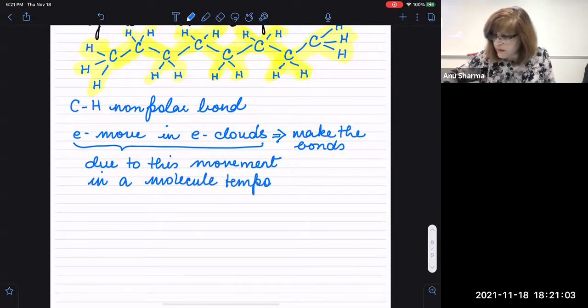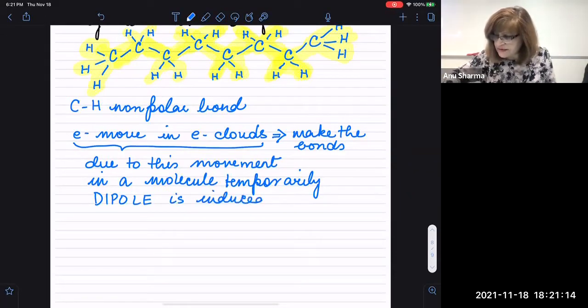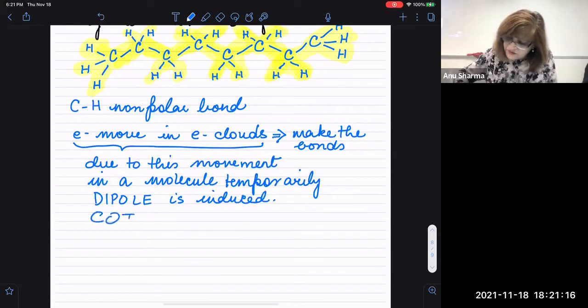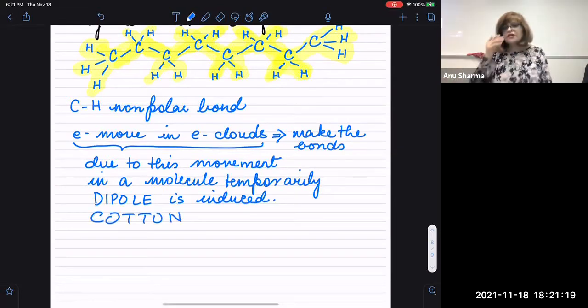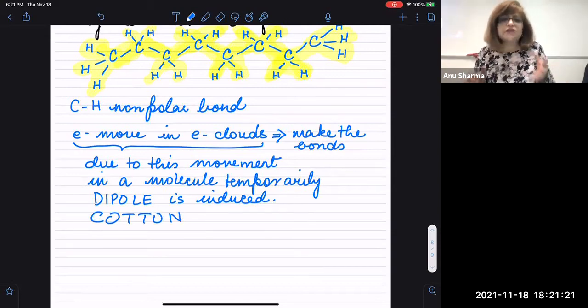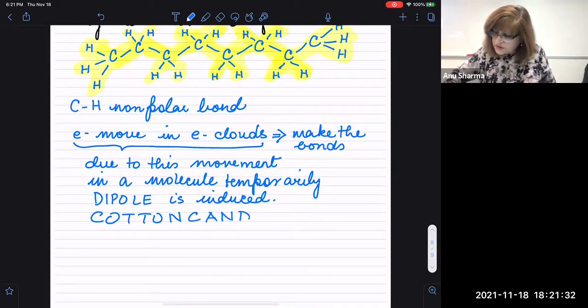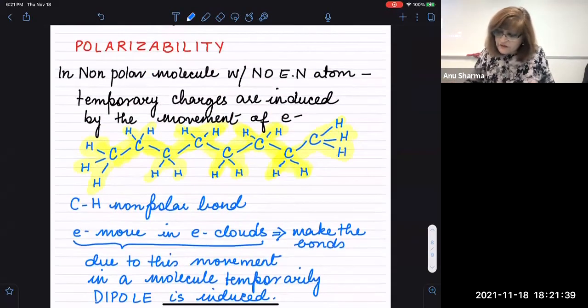So due to this movement, in one molecule, temporarily a dipole is induced. Dipole is induced. So, like cotton candies, just imagine that. Their shapes and their angles are rigid, but somewhere from the outside, they're soft. So that soft piece sometimes can be manipulated, okay, like cotton candies. So that is the polarizability.